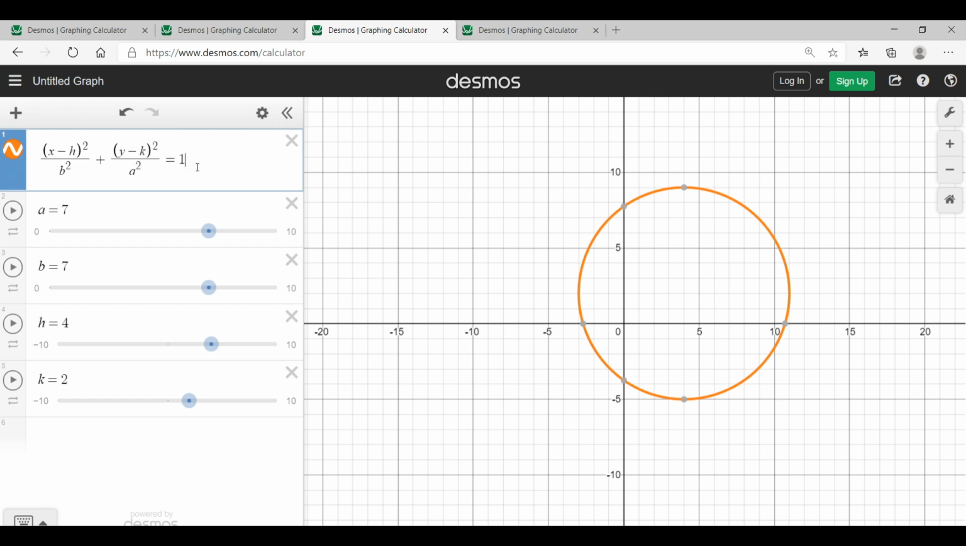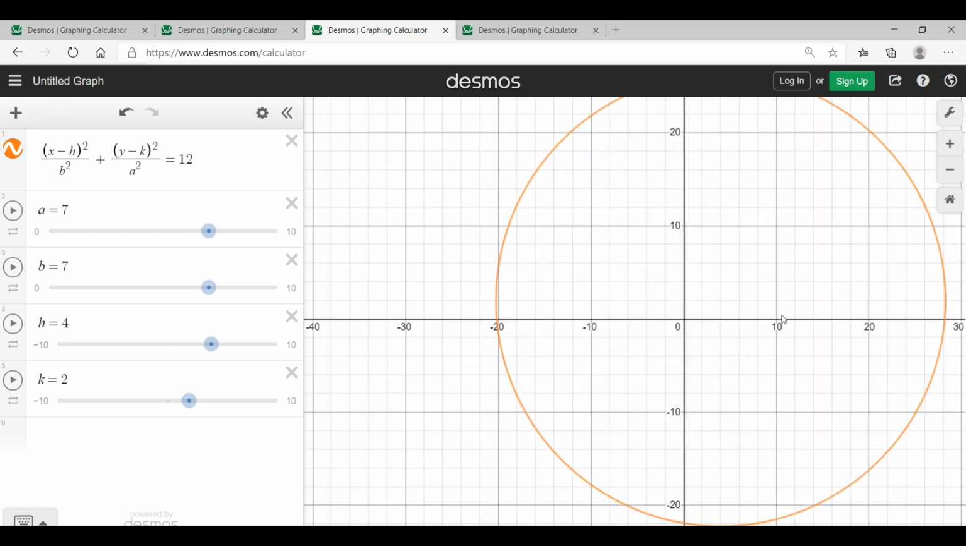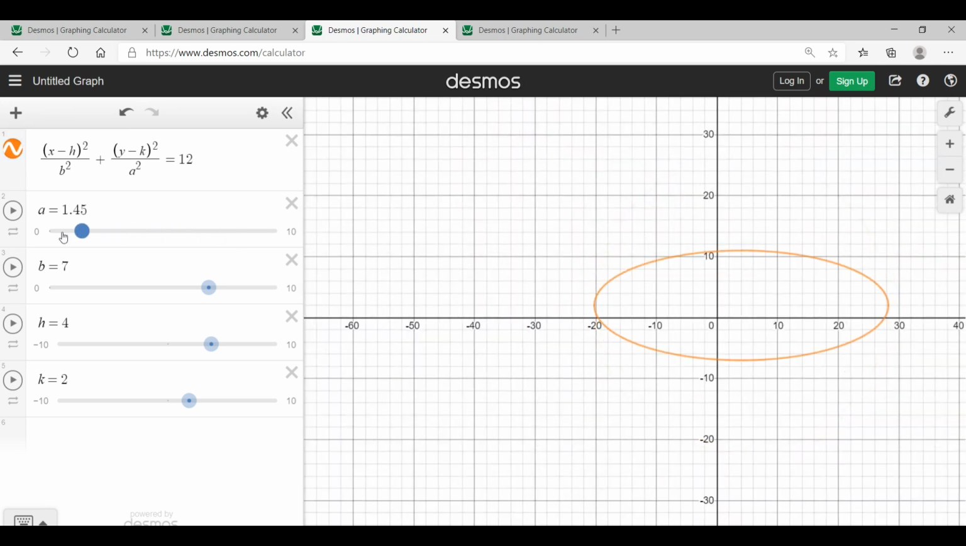It becomes a degenerate conic when this value here at the right side is 0. Same as the circle actually. This is 1 in the standard form. I can change it to something else like 12. It's okay. There's still the graph of the circle. There's still a graph of the ellipse if I change the value of A.